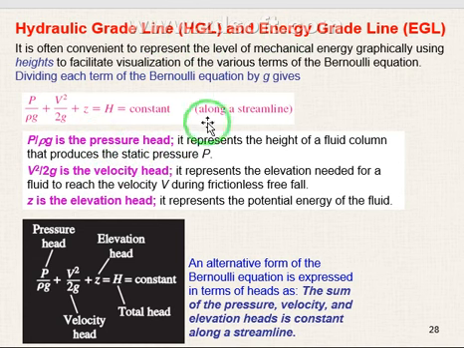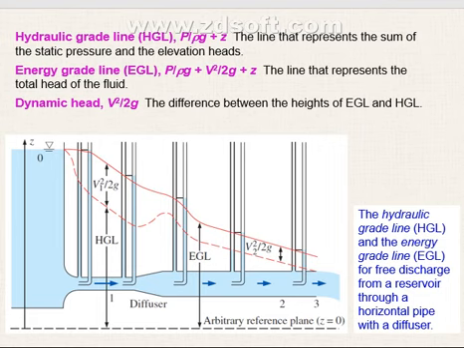So the energy grade line EGL includes pressure head, velocity head, and elevation head. The hydraulic grade line includes pressure head and elevation head. The velocity head is not included in HGL. Why do we need to know this? Look at this figure. It will help you.